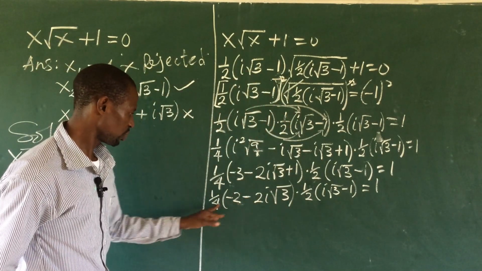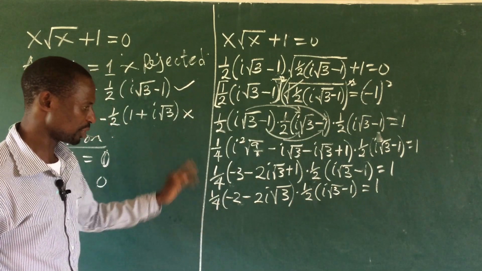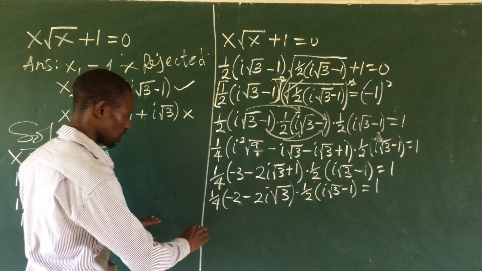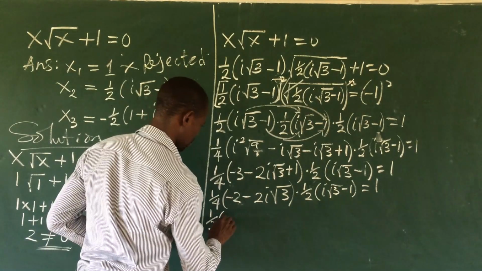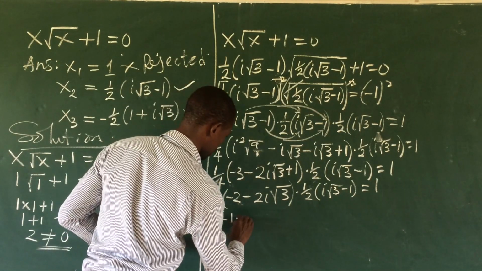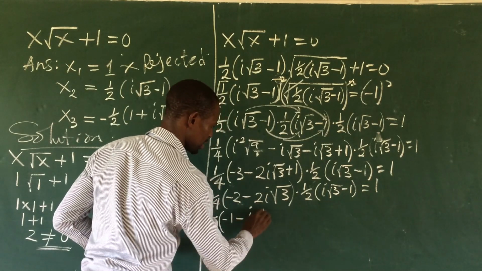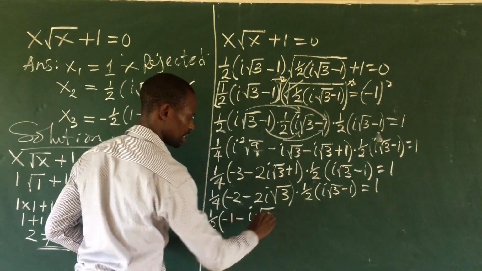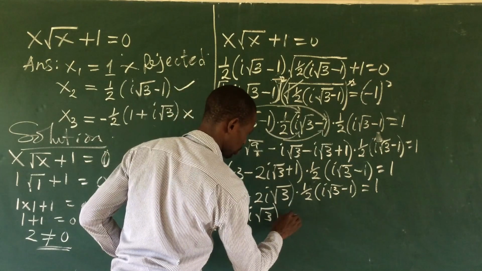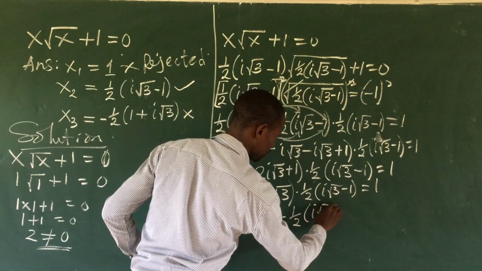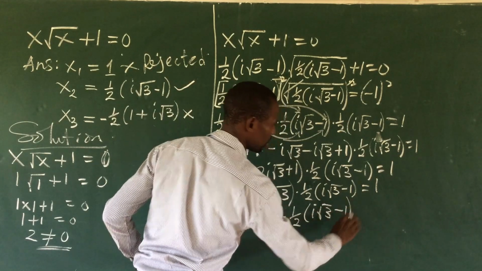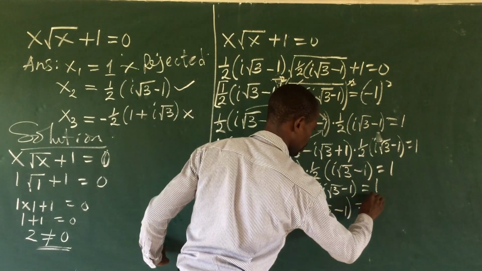So yeah, we have 2 is common here. So if we factor out 2, dividing your 4 here, then it will give us 1 all over 2. And so we are going to have this to be 1 all over 2 bracket minus 1, then minus i root 3, close bracket, times 1 all over 2, then bracket i root 3 minus 1, close bracket, equal to 1.